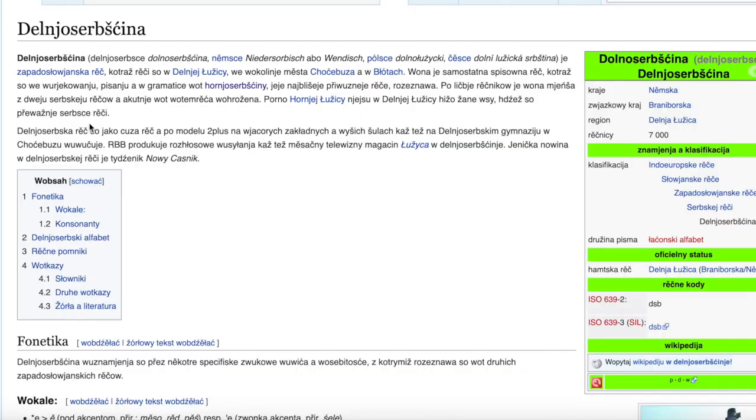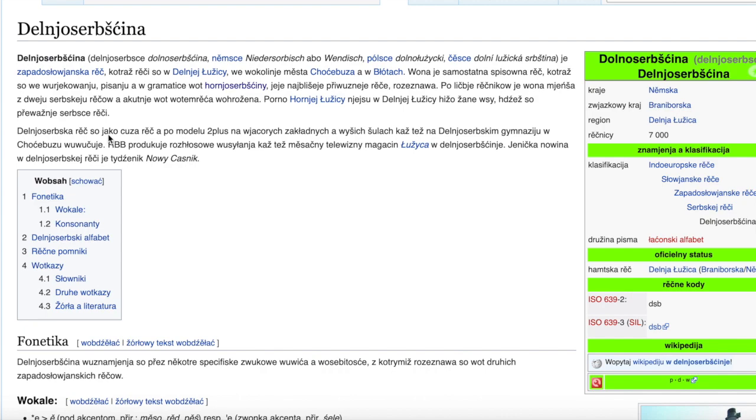Now, Sorbian is a Slavic language which is spoken in the east of Germany. I don't have Google Translate for this one, so we'll just assume I got it right. If you speak Upper Sorbian, or Lower Sorbian for that matter, you can correct me in the comments or tell me how well I understood. So Lower Sorbian, and then you have the German title for it, Niedersorbisch, or Wendisch, and then you have the Polish name.